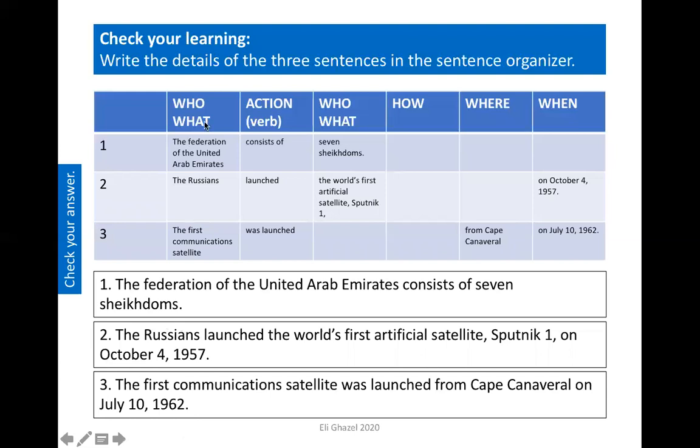And you can see here that the Federation of the United Arab Emirates consists of 7 sheikdoms. Number 2, the Russians launched the world's first artificial satellite Sputnik 1 on October 4, 1957. And the third one, the first communication satellite, was launched from Cape Canaveral on July 10, 1962. So the students in the first lesson are learning how to find the details.